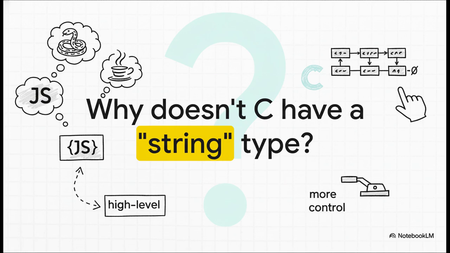So let's get right to the big question, the one everyone asks first. If you're coming from a language like Python or Java, you're just used to a string type that works, no questions asked. The thing is, C is different. It operates at a much lower level, which gives you way more control, but it also means you handle things a bit more, well, manually.